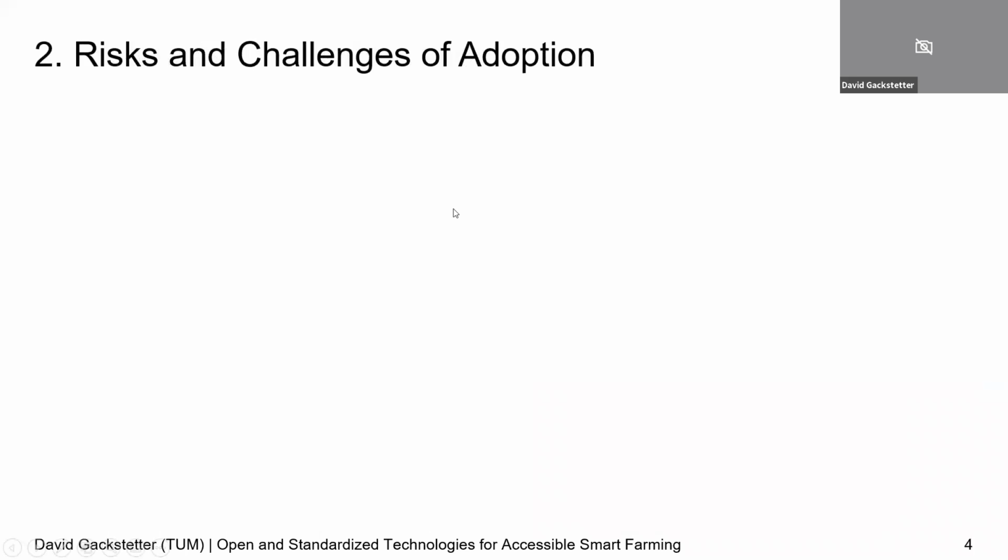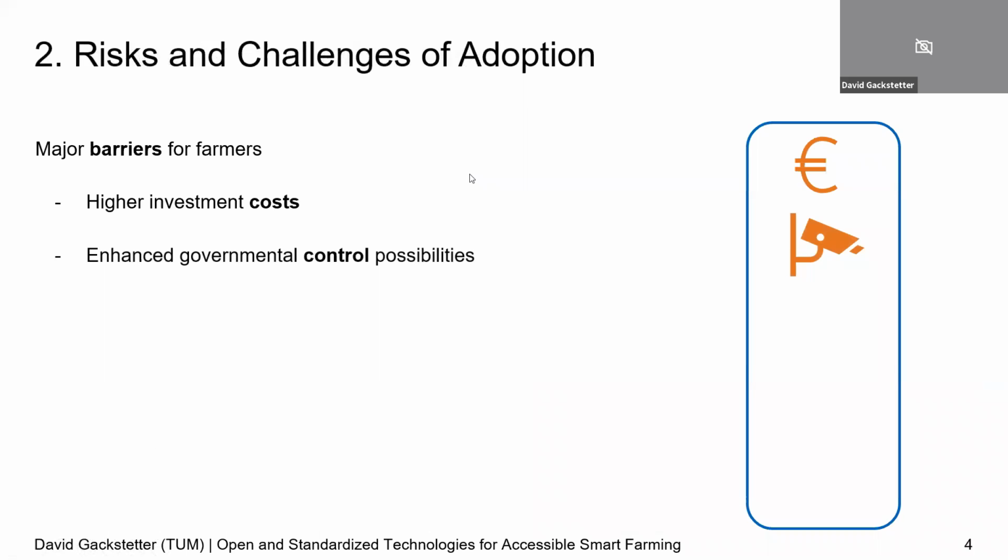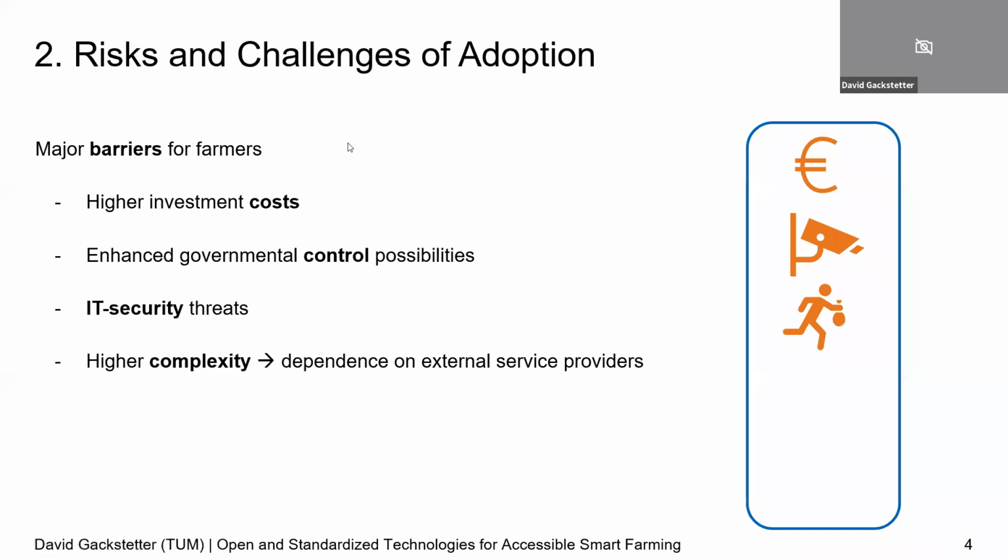When we talk about potential, of course, we also need to talk about risks and challenges of adopting these technologies, and why not every farmer in the world has adopted them so far. So here I'd like to mention some major barriers. Investment cost is a main issue here. We talk about fears related to governmental control possibilities. We also talk about fears related to IT security threats, but also related to the higher complexity of the system.